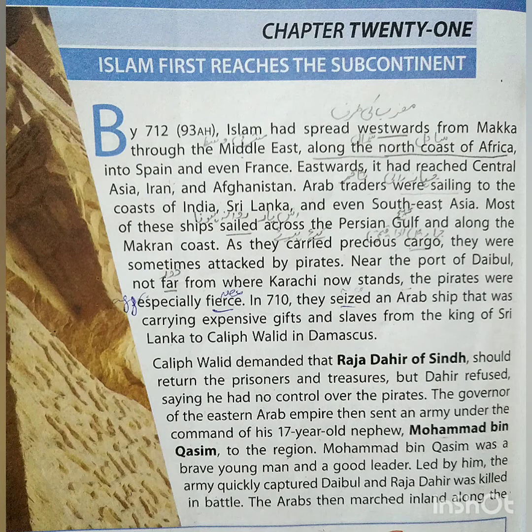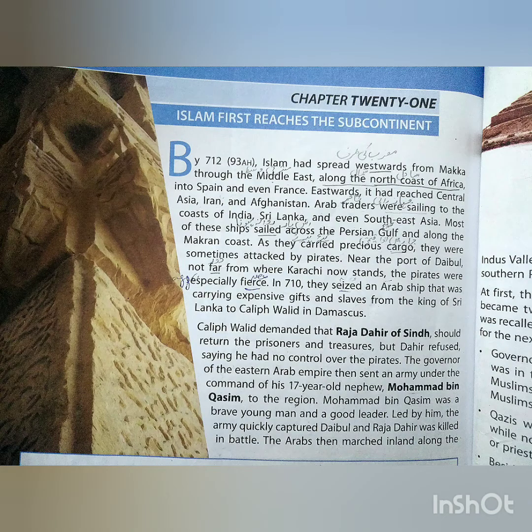So, by 712, when Islam had started to spread westwards and eastwards and to other regions, the Arab traders used to sail across the coasts of India. Once they were sailing across the coast of India, they were going towards Damascus. That cargo had so many precious items and slaves for the Caliphate, as a gift from the king of Sri Lanka. Near the port of Dabul, that is today near Karachi, in 712 their ship was seized by some pirates.